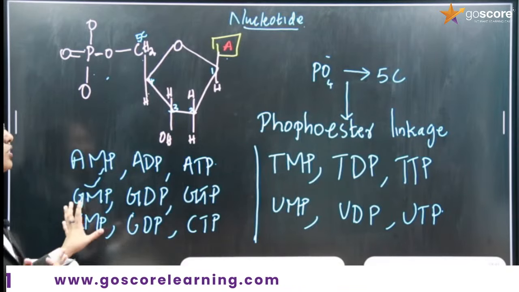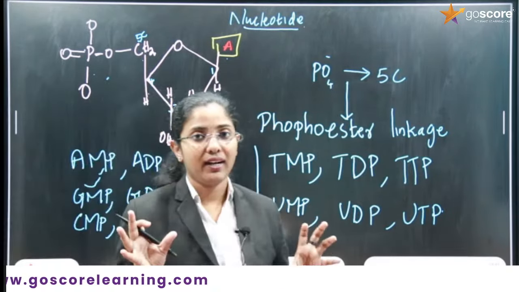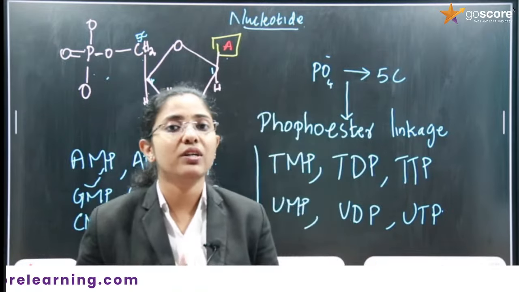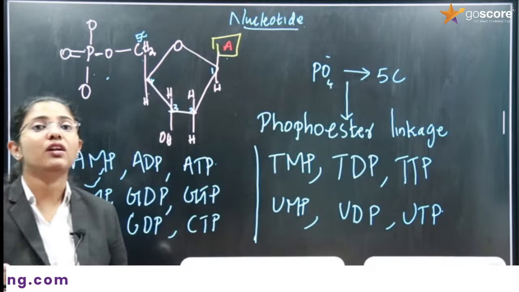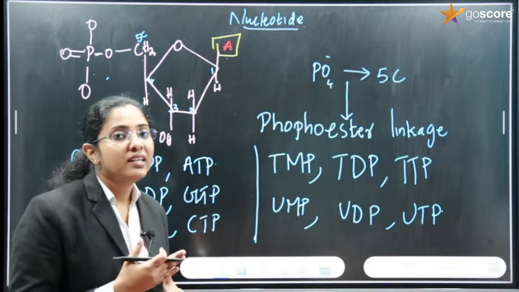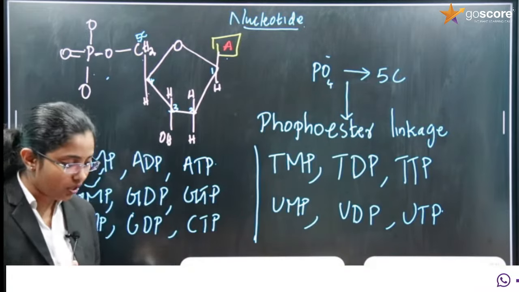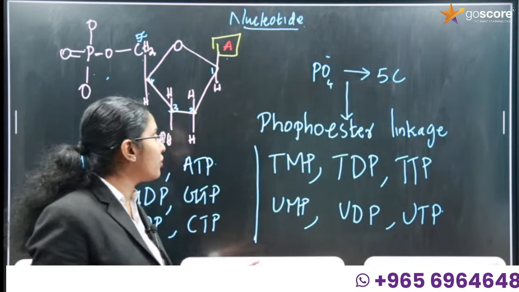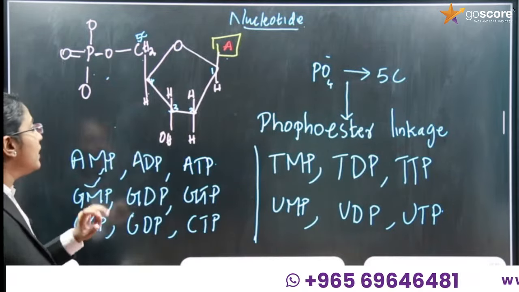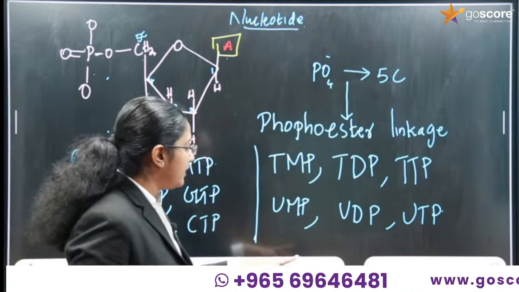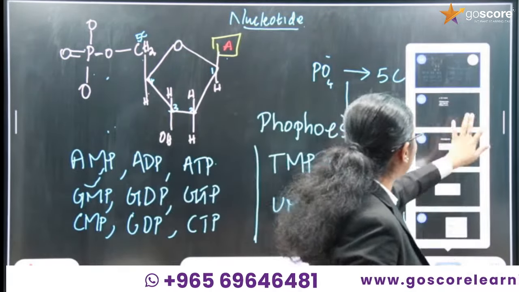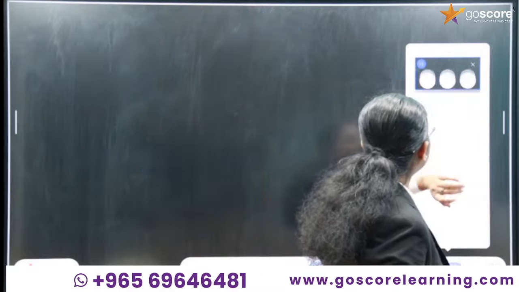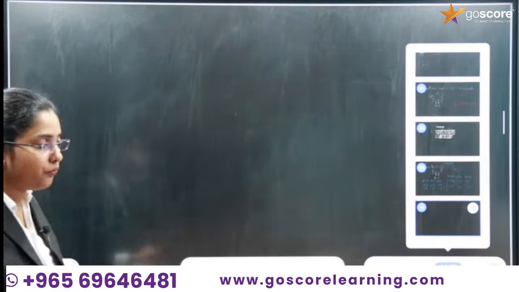Fine. So you got what a nucleotide is, right? If a ribose sugar is attached with a phosphate group, then we will call it a nucleotide. So that's how the components have been arranged. Here you have one nucleotide. Then we have to know how another nucleotide will get attached to the first nucleotide.